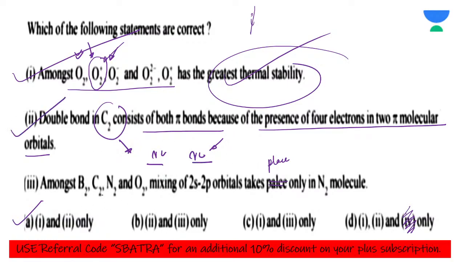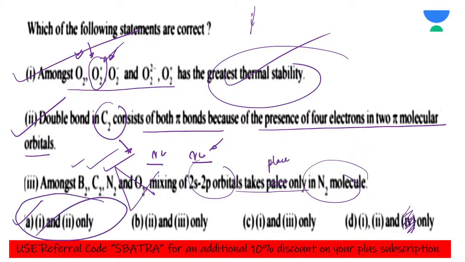Amongst B2, C2, N2 and O2, 2s2p mixing takes place only in the N2 molecule. That's an incorrect option, because in this case also you have 2s2p mixing, in this case also, and in this case. So option number A is definitely correct. I hope this is clear to all of you.